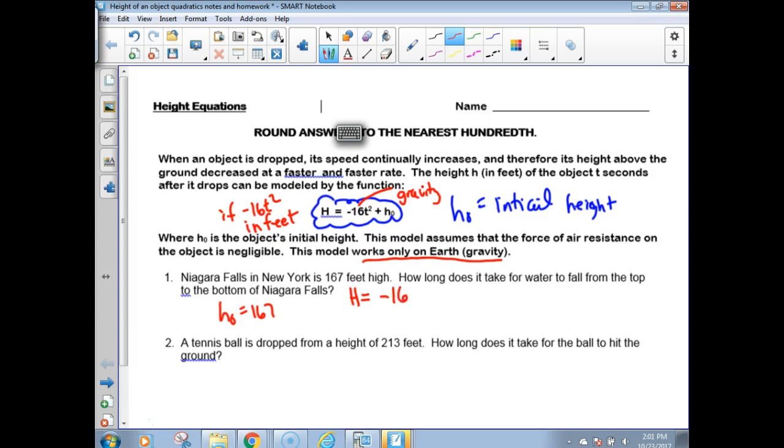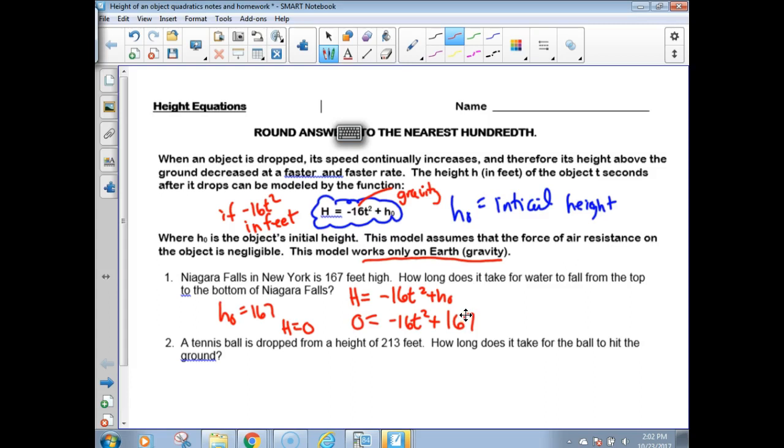Okay, so we're using this model. You don't have to rewrite that, it's right up there. The height would be 0 when it hits the ground. So we're plugging in 0 for the h and 167 feet for the initial height. So we can go ahead and do this algebraically, because I'm going to talk to you about the 3 different ways today that we've learned to graph.